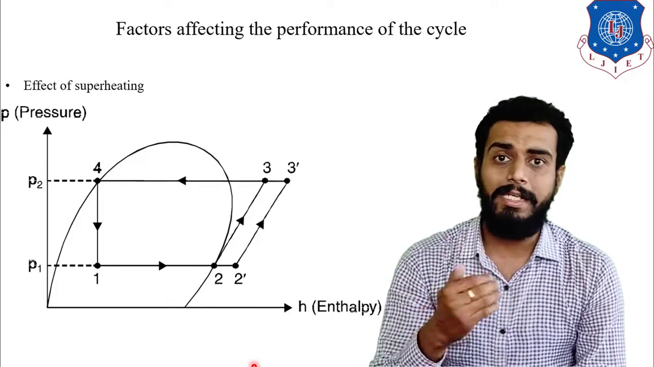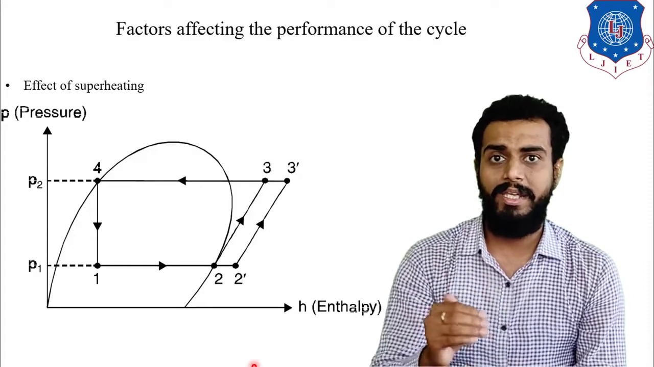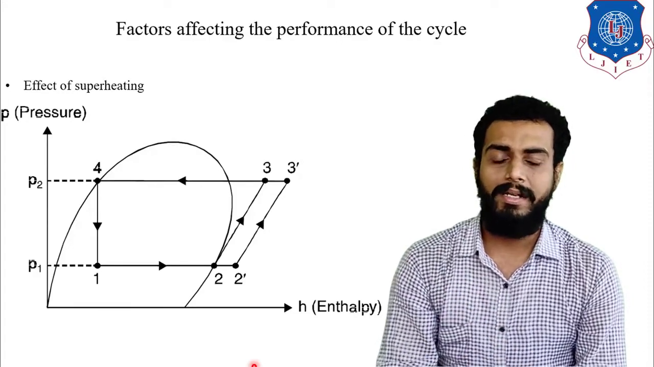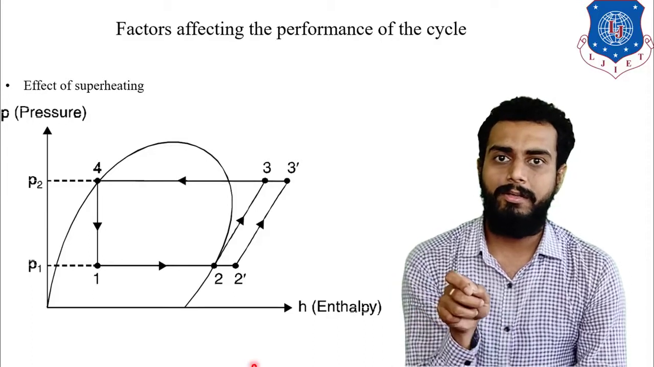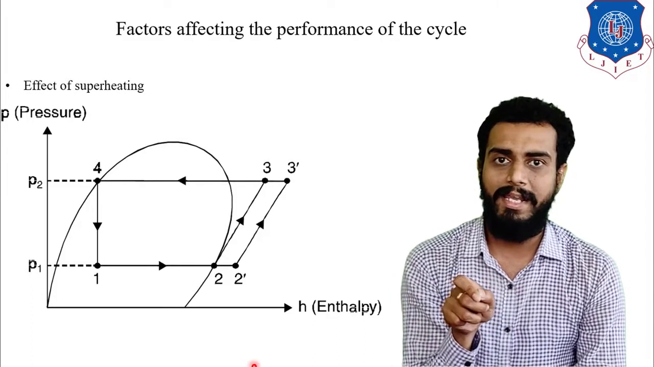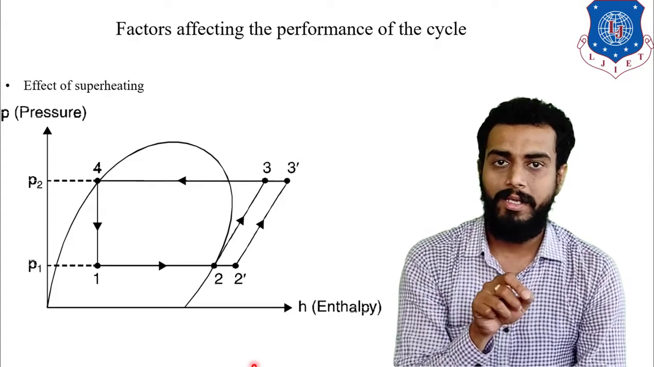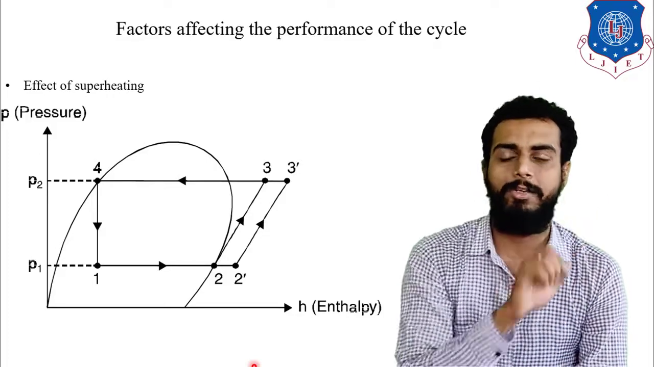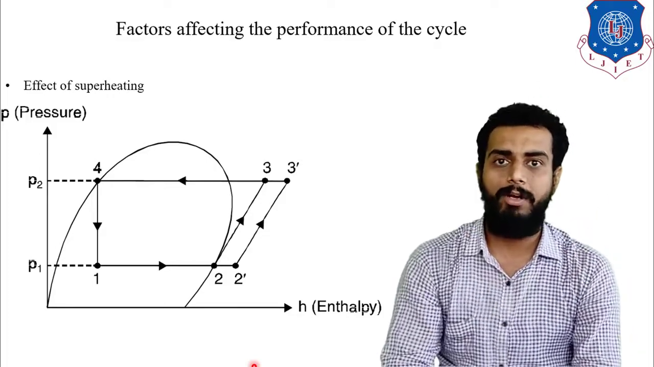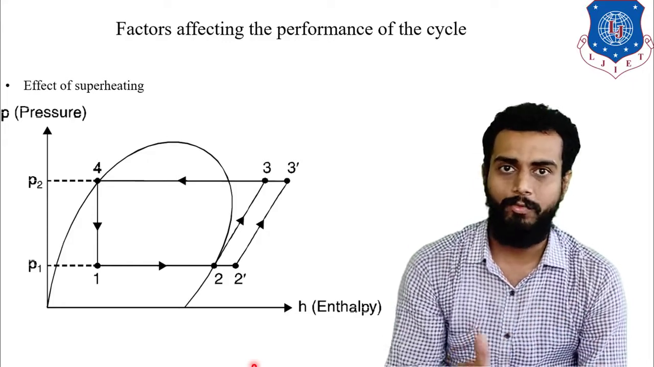Now if you superheat it at constant pressure, that means you have to increase the temperature, right? So that is why you can see over here that by superheating at the inlet of the compressor, you will have 2 dash as the new point at the inlet of the compressor, and at the outlet of the compressor you will have 3 dash as the new point. So your revised cycle will be 1, 2 dash, 3 dash and 4 and back to 1.